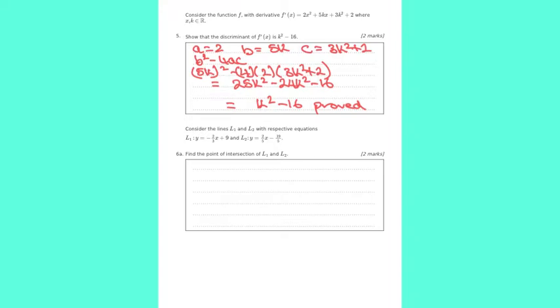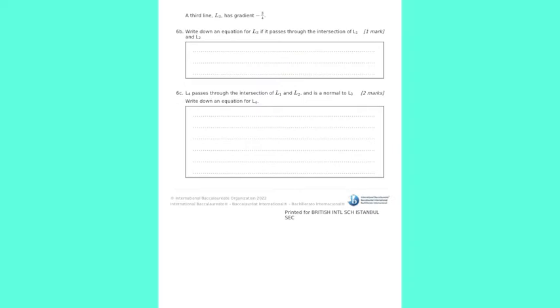Consider the lines L1 and L2 with respective equations. L1: y is equal to minus 2/3 of x plus 9, and L2: y equals 2/5 of x minus 19 over 5. Find the point of intersection of L1 and L2. Using your GDC, draw both graphs and find the point of intersection. If you do this, you will find the point of intersection is (12, 1). The third line, L3, has the gradient minus 3/4.